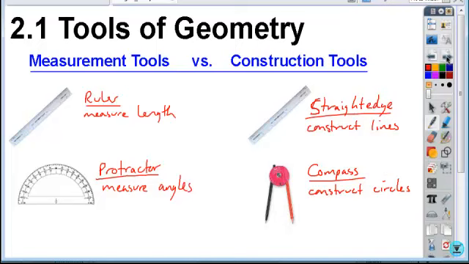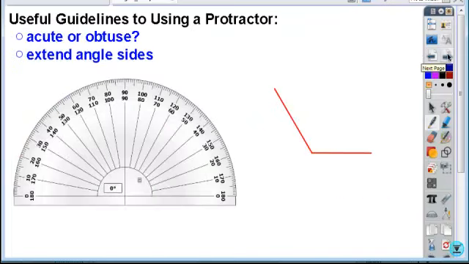Okay. All right, let's talk really quickly about the measurement tool, especially the protractor. For the most part, the ruler probably isn't going to cause anybody any serious issues. Just make sure you have a ruler that measures in centimeters and inches. But with the protractor, there are sometimes problems that occur. The two main problems are the following. One is choosing the wrong number.